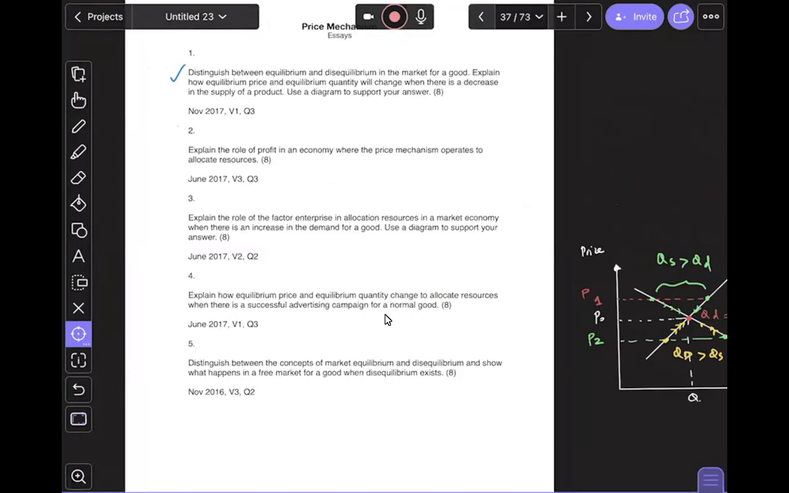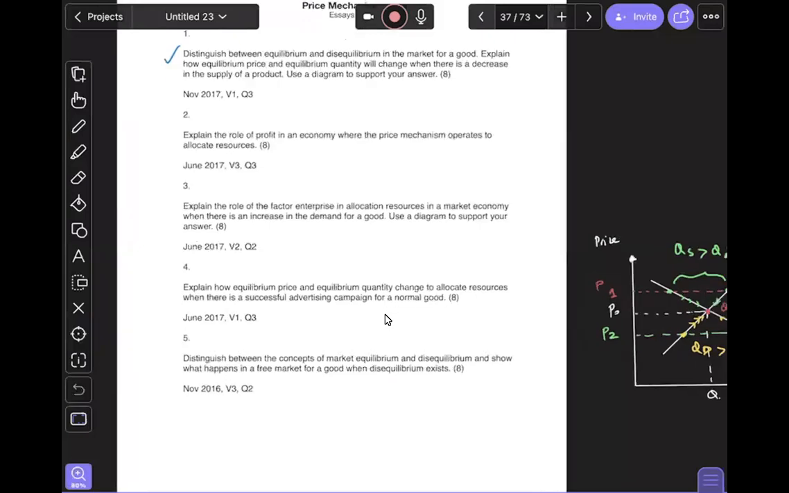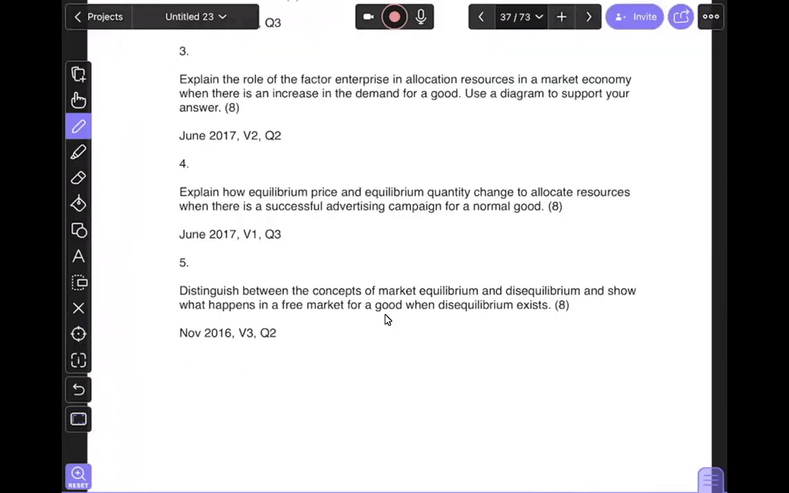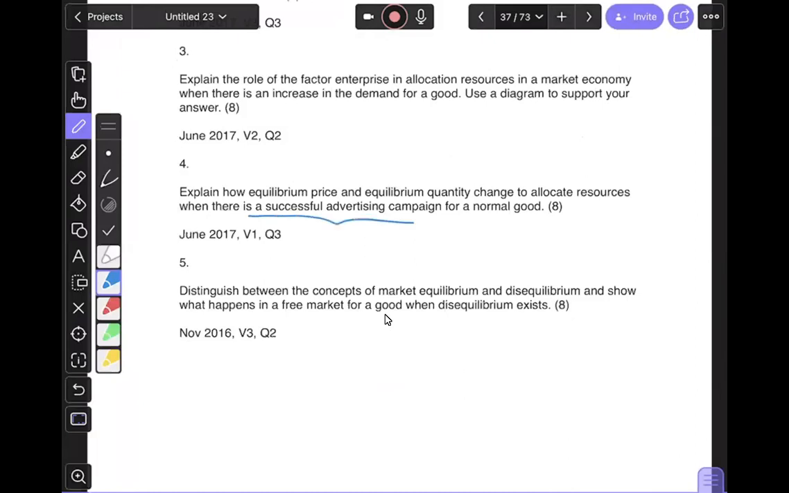Yes, sir. Okay. Then we talk about the idea: what can make the equilibrium change? Because look at these, a lot of these questions are asking about what will successful advertising do for a normal good to your equilibrium, right? Or, for example, what happens in a free market when disequilibrium exists?